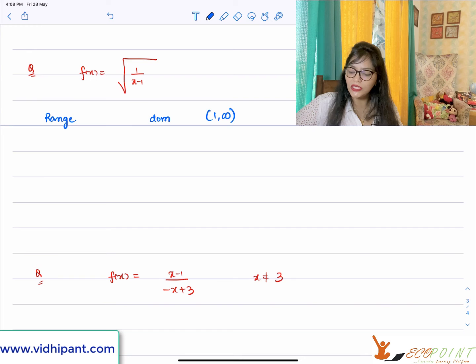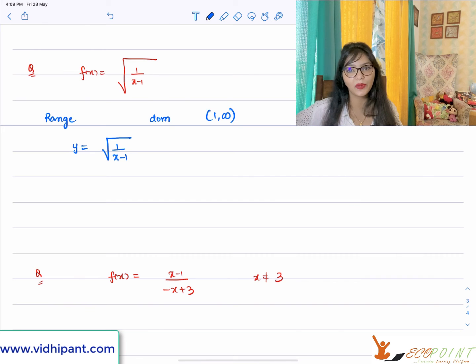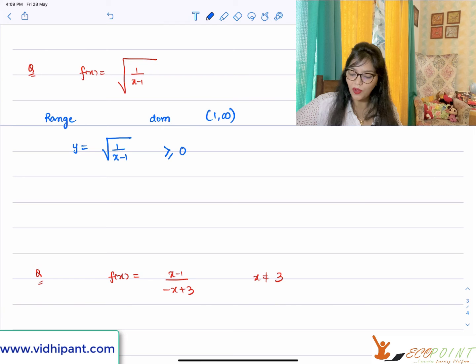Now, for range, can you see something very peculiar about this function? It's a square root function. Whatever comes out of a square root is actually positive. So, y is equal to square root of 1 upon x minus 1. Whatever will come out is actually greater than or equal to 0.